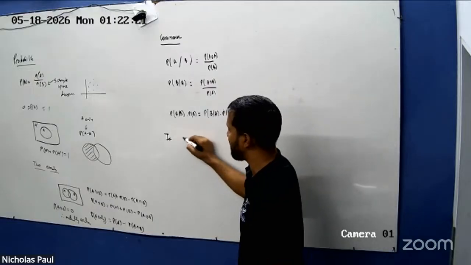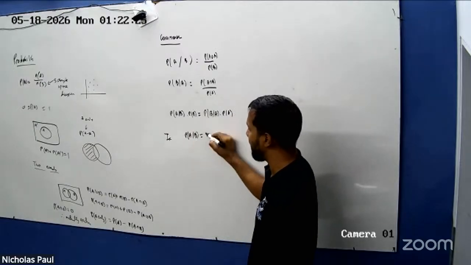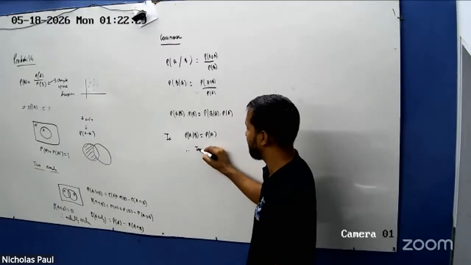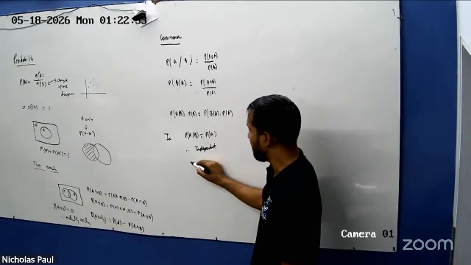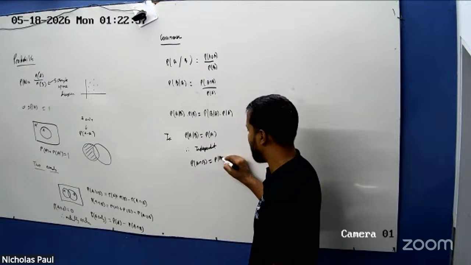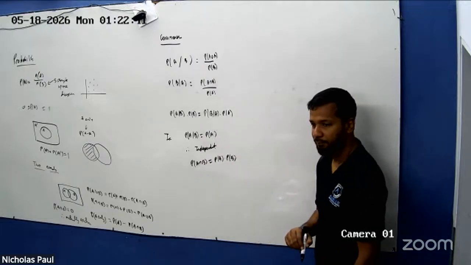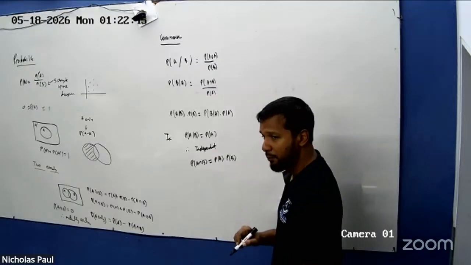And there's a special case: if the probability of A given B doesn't depend on B and it's just the probability of A, this is what? Independent. We can also write independent like this: the probability of A and B is the probability of A times the probability of B. So some small things to remember.